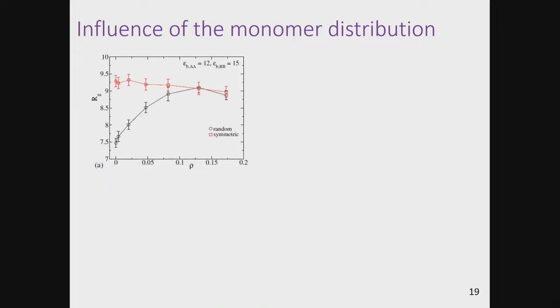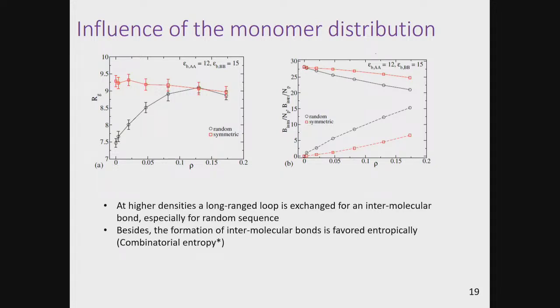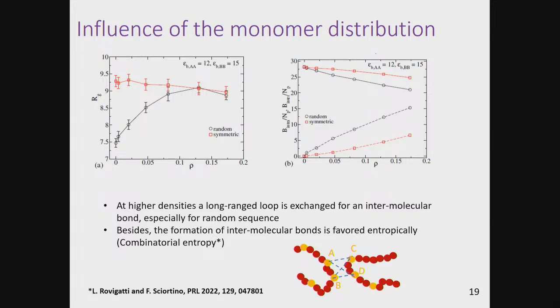I will also show the results for higher densities. You can see that as we go to higher densities, there is formation of intermolecular bonds. The dashed curves here are basically intermolecular bonds. Sorry, I didn't put a legend, but you can see that in the random case, the probability of formation of intermolecular bonds is higher than in the symmetric case. What is happening in the random case is that a long-range loop is getting exchanged with an intermolecular bond. So why is that helpful? There is a gain in combinatorial entropy.